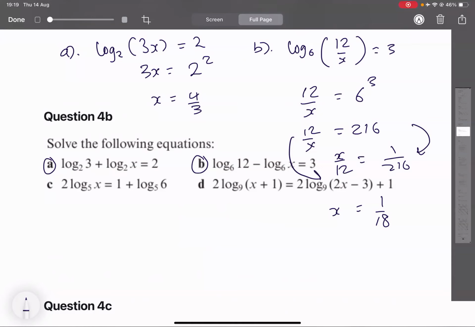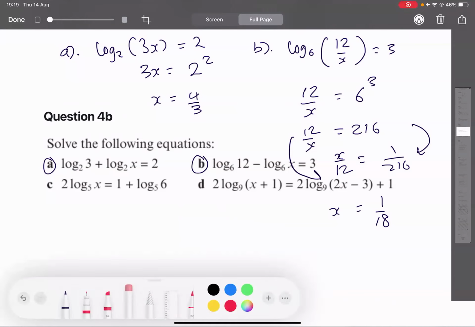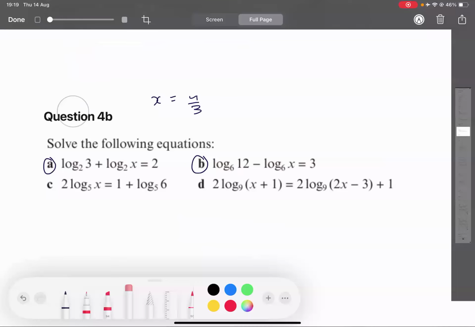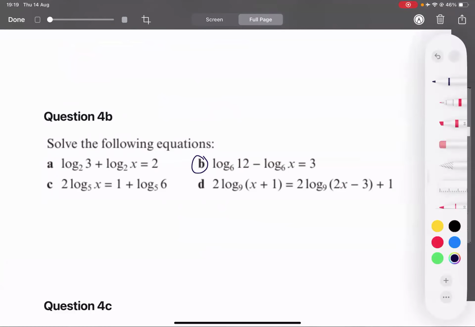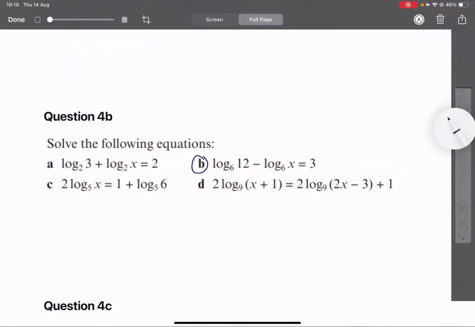Okay, cool. Part C, let's do that together. So first of all, the like terms aren't on the same side, because 1 and log 5, 6 are not like terms. Does that make sense? Yeah. So let's take the logs on one side and non-log terms on another side. So 2 log 5x minus log 5, 6 equals 1.